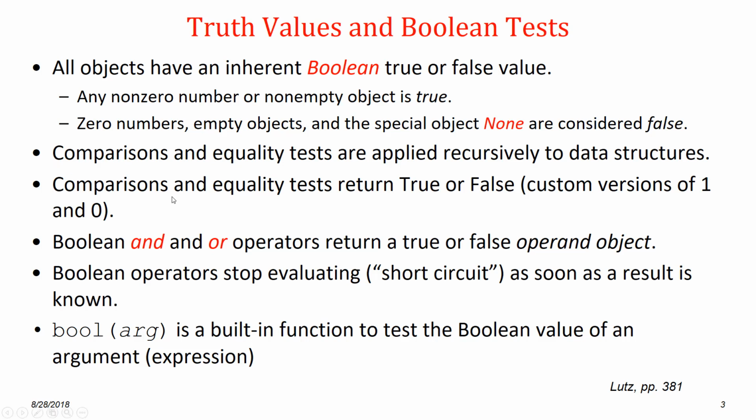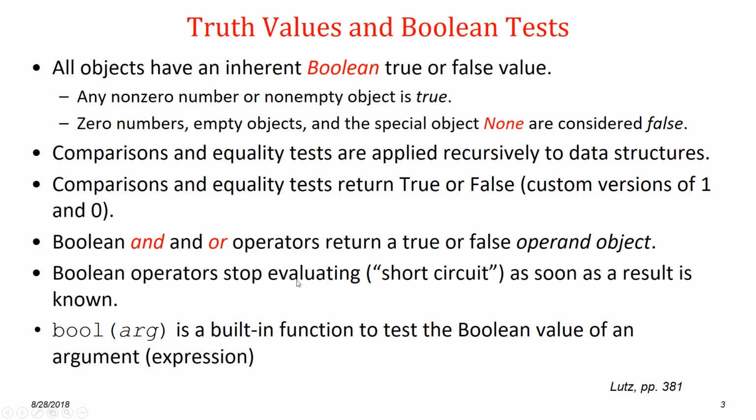Comparisons and equality tests are applied recursively to data structures. Recursively means if we have nested data structures, then we recurse into the data structures, doing a component-by-component comparison. Comparisons and equality tests return True or False, which are custom versions of just 1 and 0. The Boolean and and or operators return an operand object. This is really a point of confusion that we're going to stress in the examples that we do in the Jupyter module.